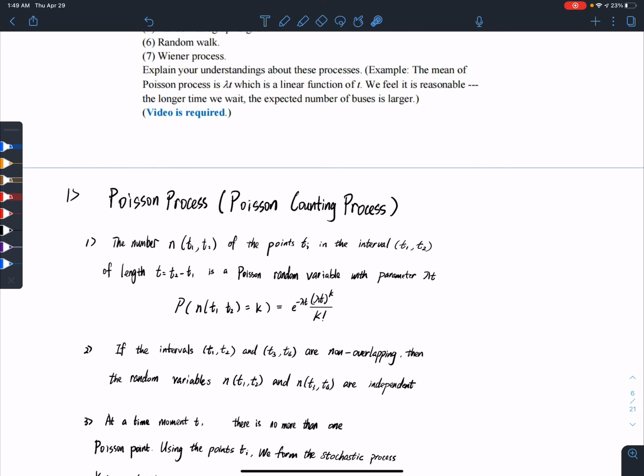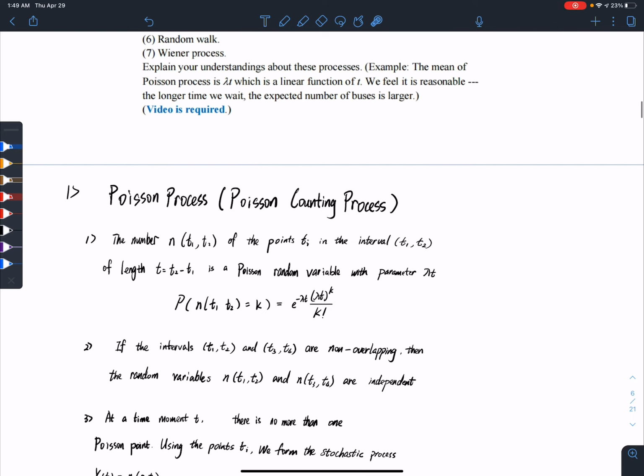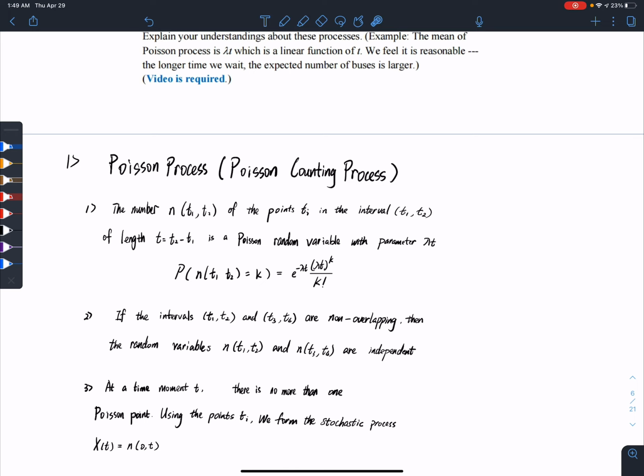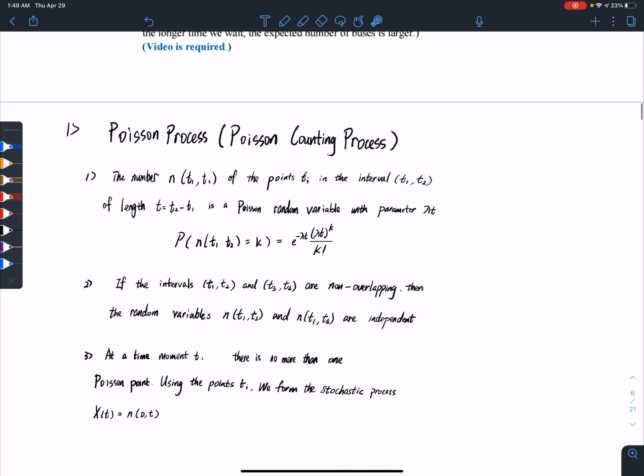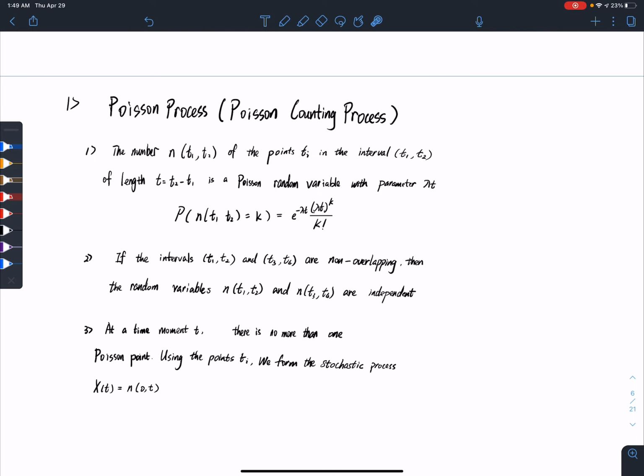the number n(t1, t2) of the points ti in the interval between t1 and t2, of length t equal to t2 minus t1, is a Poisson random variable with parameter lambda t. So the probability of n(t1, t2) equal to k is equal to e to the power negative lambda t times lambda t to the power k over k factorial.